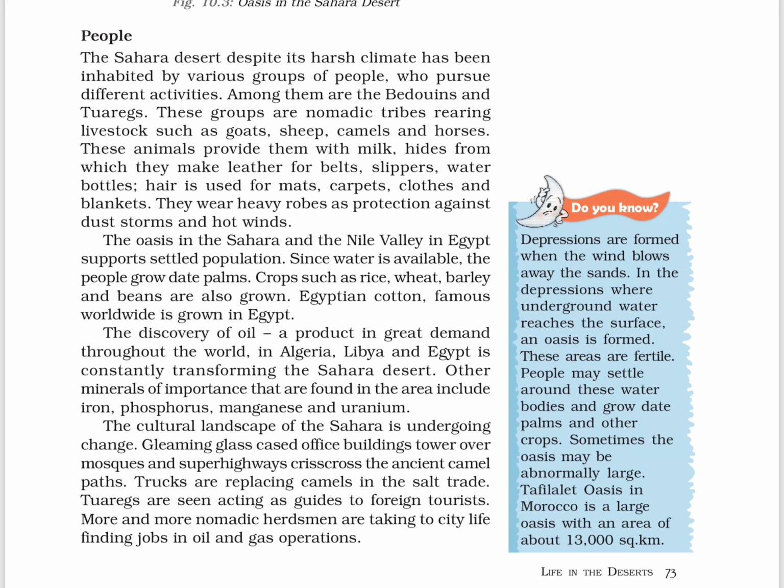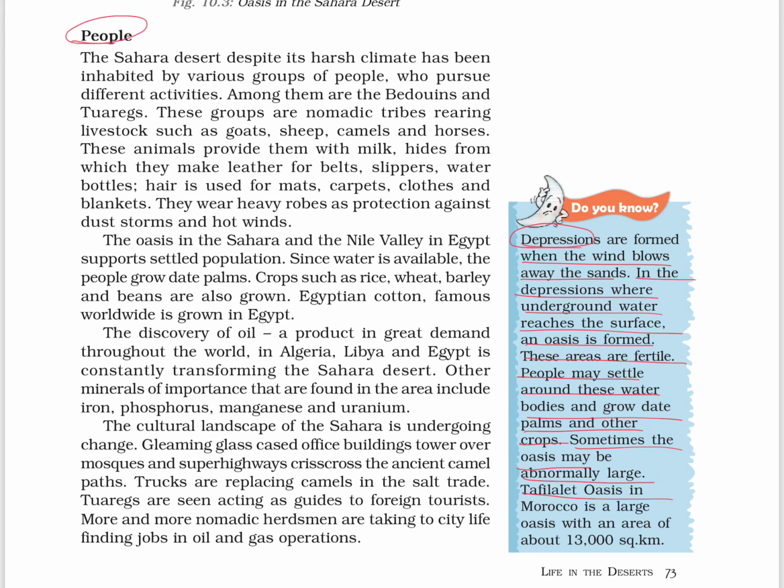Next we have depressions. Depressions are formed when the wind blows away the sands. In the depressions where underground water reaches the surface, an oasis is formed. These areas are fertile. People may settle around these water bodies and grow date palms and some other crops. Sometimes the oasis may be abnormally large. Tafilalet Oasis in Morocco is the largest oasis with an area of about 13,000 square kilometers.